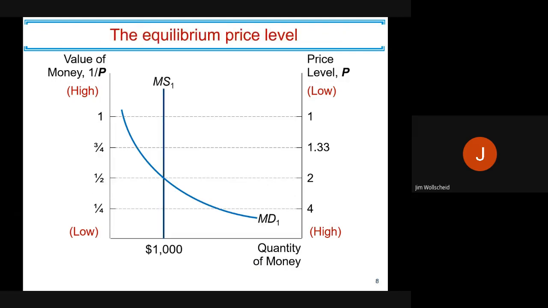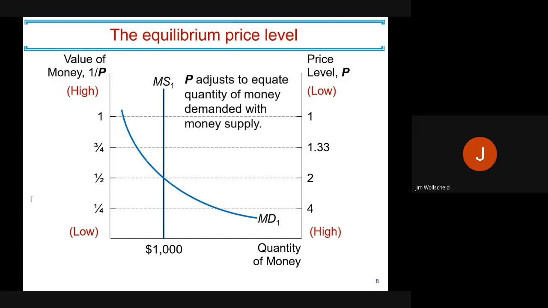So when I put them together, we come to an equilibrium, just like we always have. Value of money, and then of course it gives us the price level.